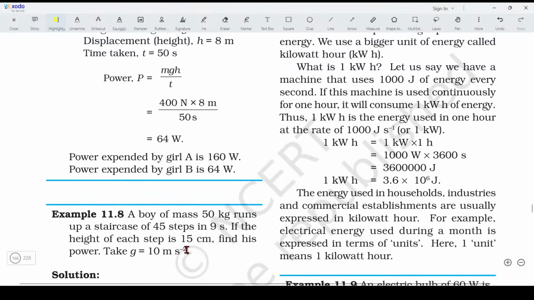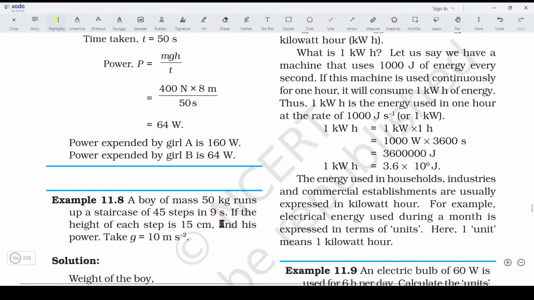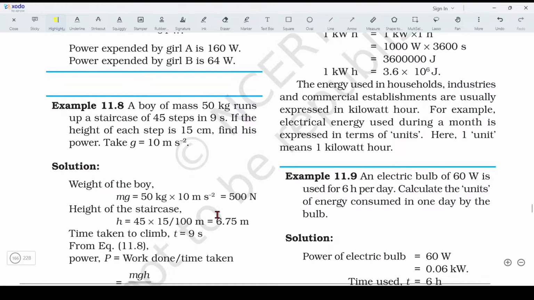Now this one you do. 45 steps in 9 seconds. Height of each step is 15 centimeter. Find the power. So 45 steps, each step is 0.15 meters. So 45 into 0.15, that is 6.75 meters, is the displacement. And what is the weight? Mass is 50, so weight should be 50 into 10. The force is actually 500 newtons.